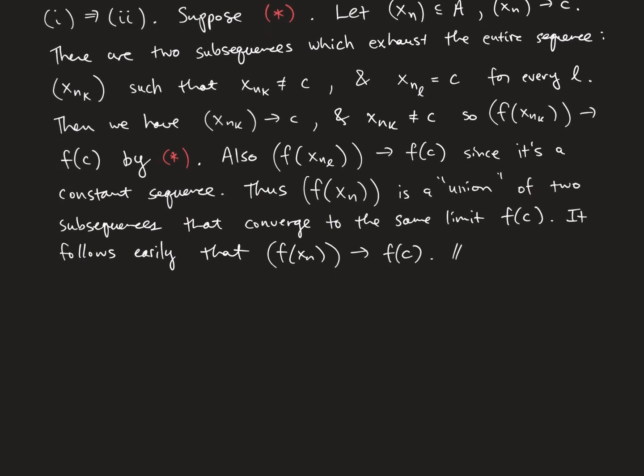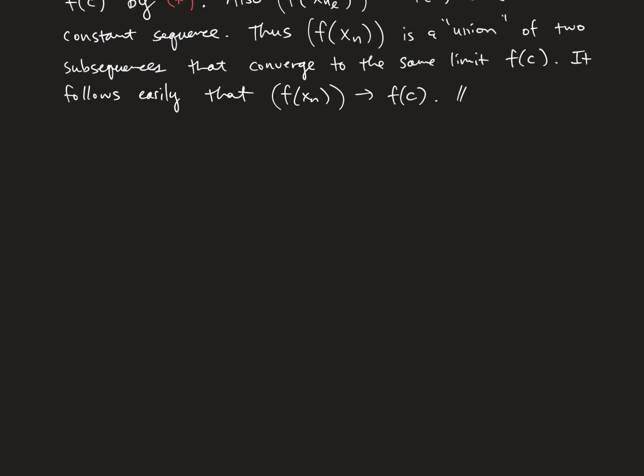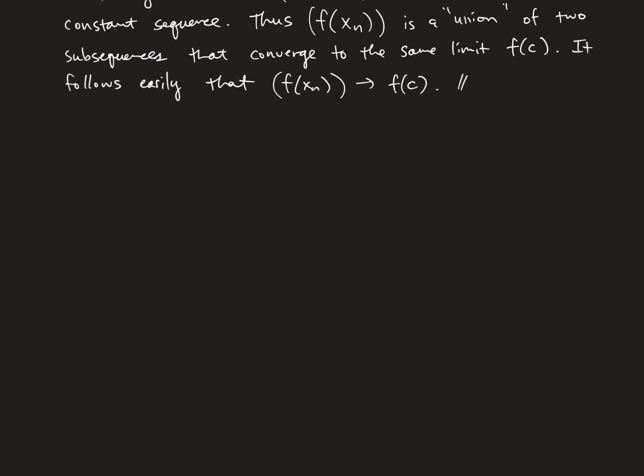So we have a corollary. A very useful way to use this theorem is to show that functions are discontinuous. So as a corollary, we have a criterion for discontinuity. Continuity criterion.